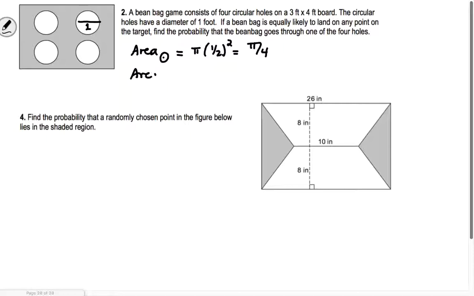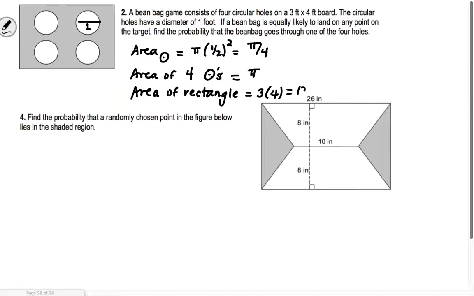What about the area of 4 circles then? Multiply by 4. What do we get when we multiply by 4? Pi. What about the area of the board, the area of the rectangle? It was 3 times 4, which is 12. So our probability is the area of those 4 circles, which was pi, divided by 12. You can find that as a decimal, or you can leave it as pi over 12. As a decimal, it would be 0.262, so around 26%.